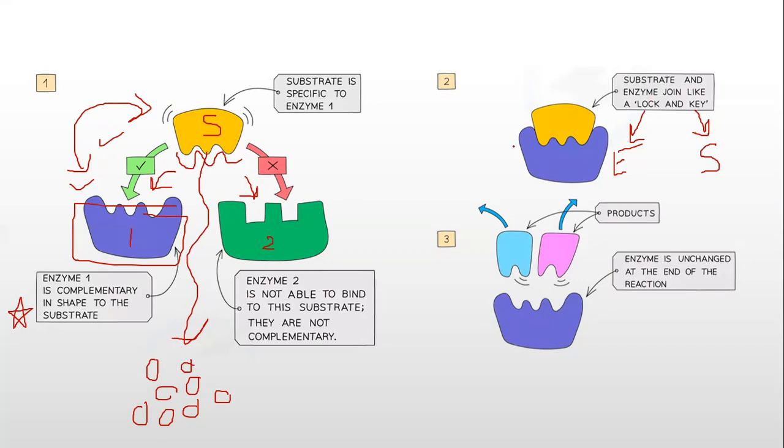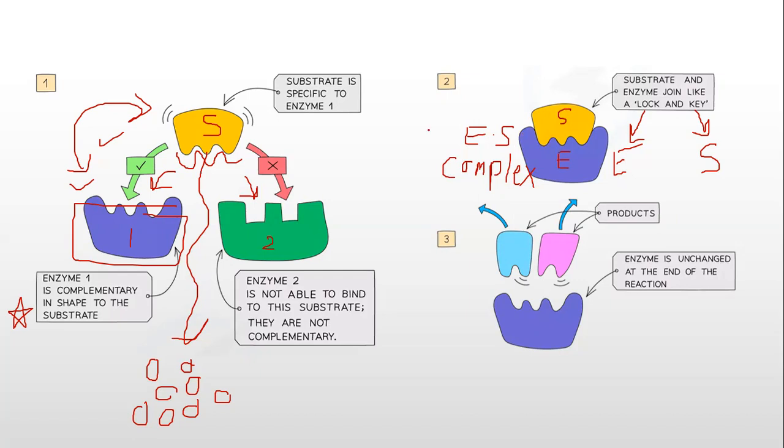Now once they have bound together, they make a thing known as enzyme substrate complex. इसको हम कहते हैं enzyme substrate complex, when the substrate has finally bound to its complementary enzyme. Again, the word complementary is very important.